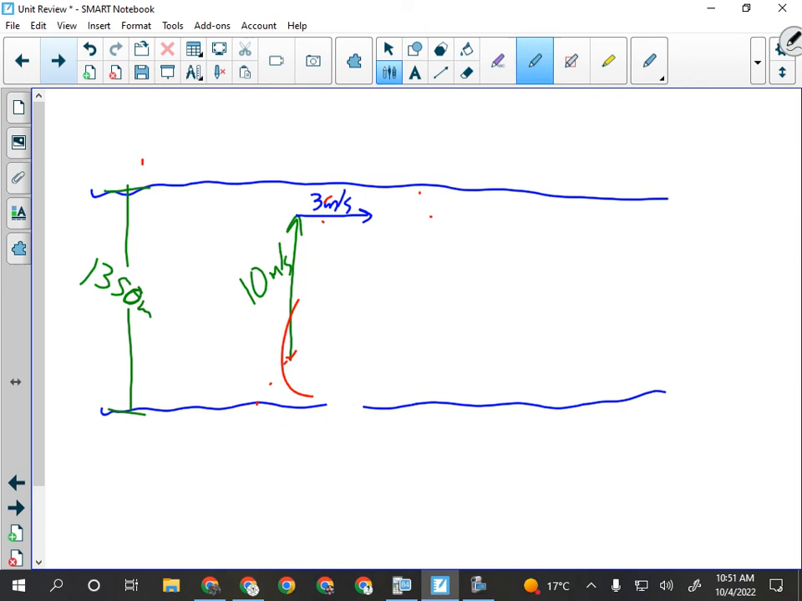Okay, so here's a boat question. A person can row at 10 meters per second and they are rowing directly across. The river current is 3 meters per second and the river is 1,350 meters wide. I want to know the resultant velocity of the boat and how far downstream they will be when they get across.